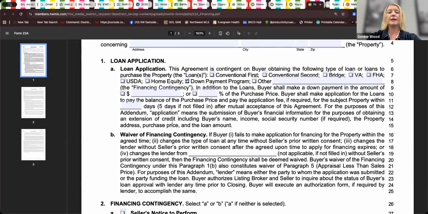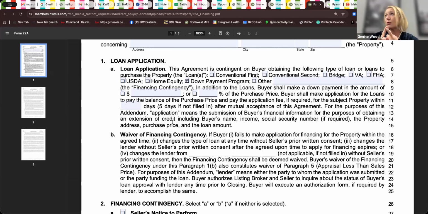Now, let's say I go down to this line. So application means submitting the buyer's financial information for the purpose of obtaining an extension of credit, including the buyer's name, income, social security number, the property address, purchase price, and the loan amount. Okay, that is the application. However, if we go to 1B, waiver of financing contingency, if the buyer fails to make the application in that 5 days, their financing contingency is waived. Now they're just stuck. So this contingency doesn't exist.